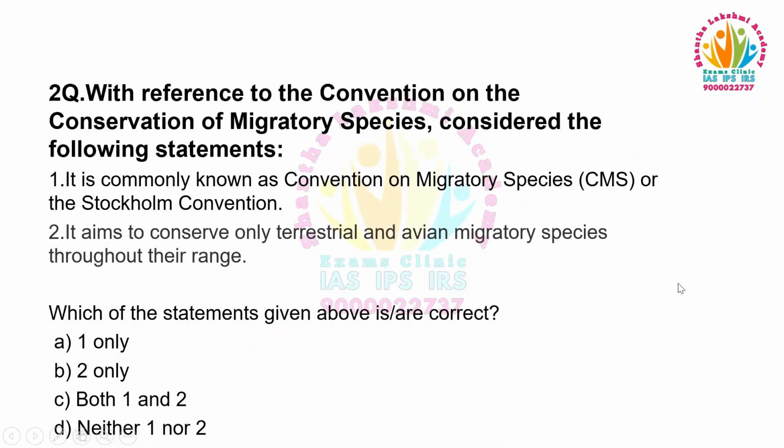So the answer is neither one nor two, because it is commonly known as the Convention on Migratory Species or Bonn Convention, not Stockholm Convention. It aims to conserve terrestrial, aquatic and avian migratory species throughout their range, not only terrestrial and avian migratory species. Moving to the next question.